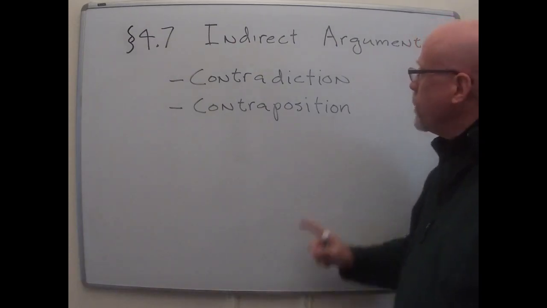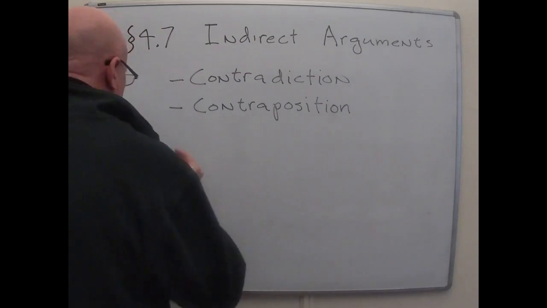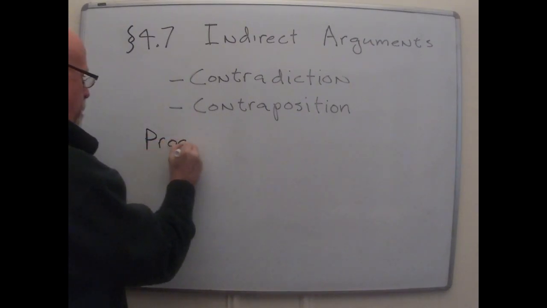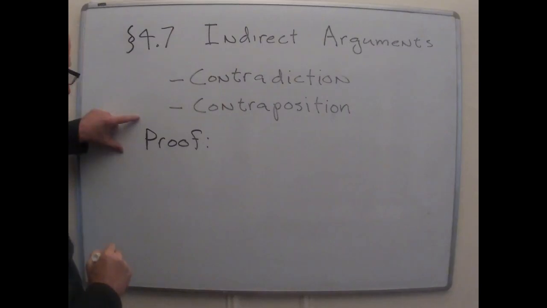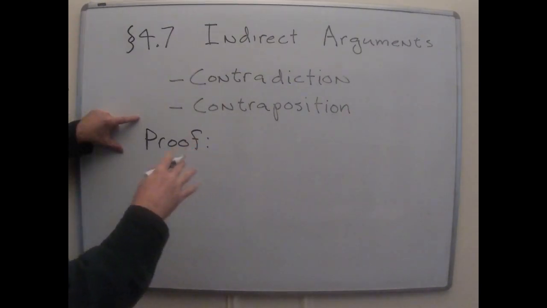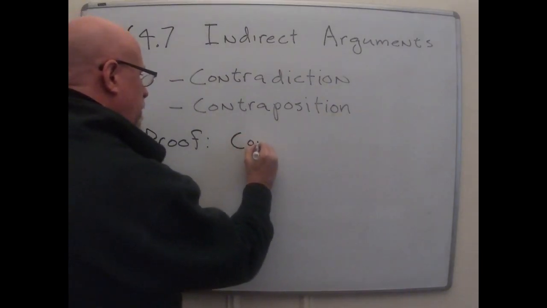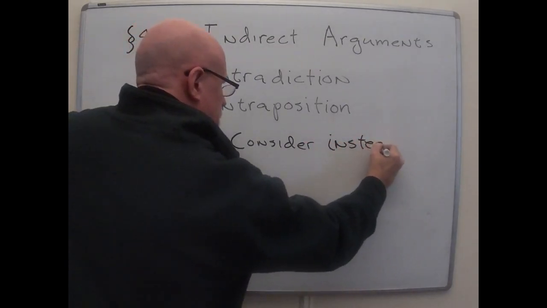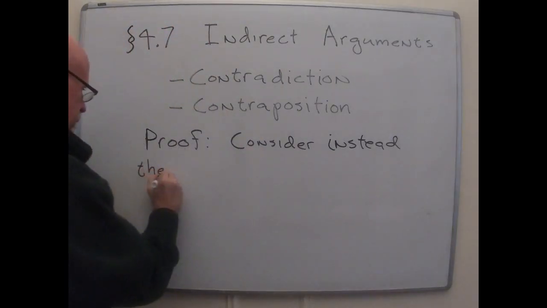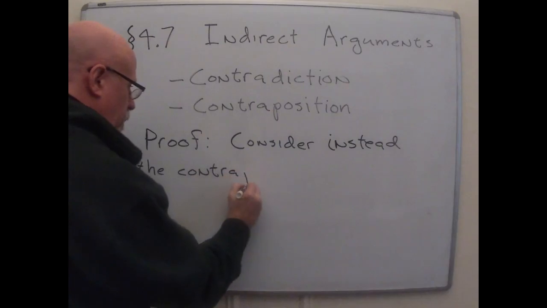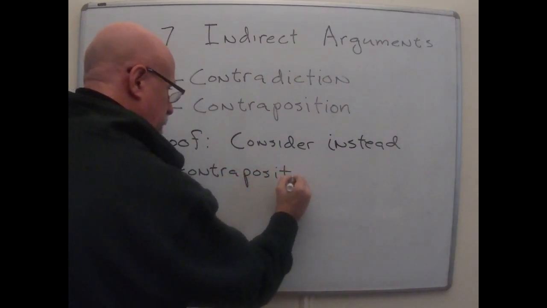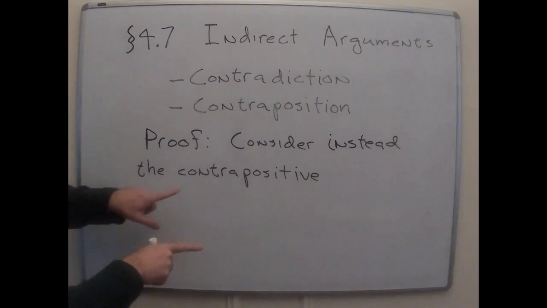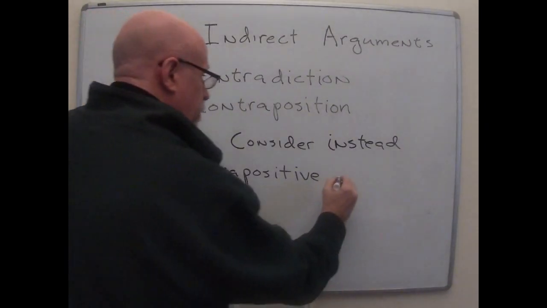So what are these two techniques? Let's do the second one first. In a proof by contrapositives, you start out by saying "Proof," and instead of the normal first sentence, you say, "Consider instead the contrapositive statement." Now, that presupposes you're proving something that has a contrapositive statement. So your statement has to be a universal conditional sentence, an if-then, and then you'll say what the contrapositive statement is.